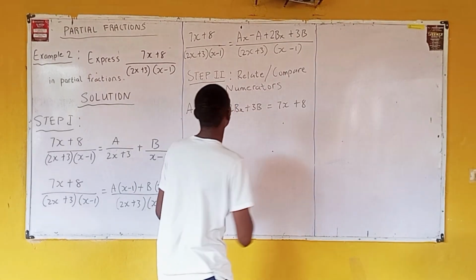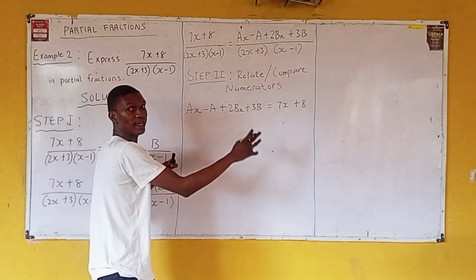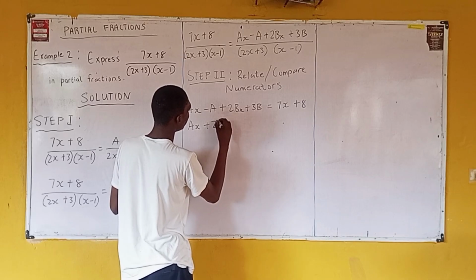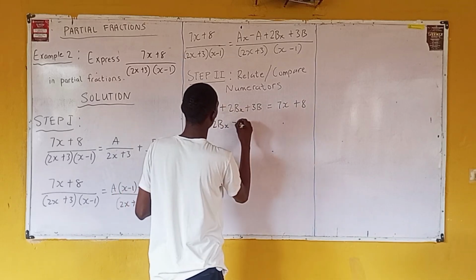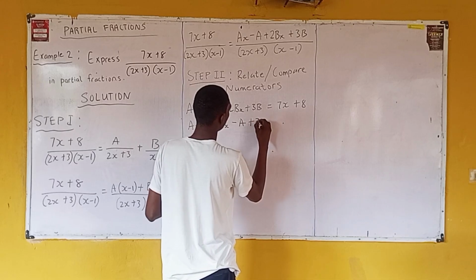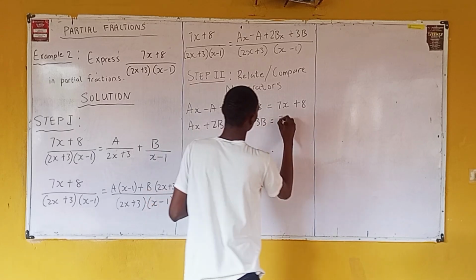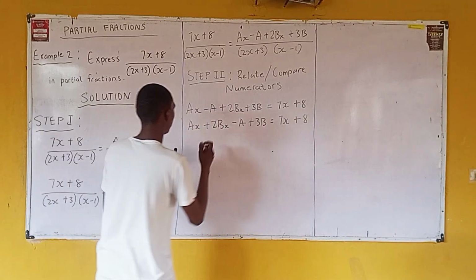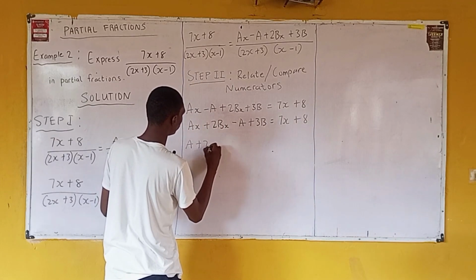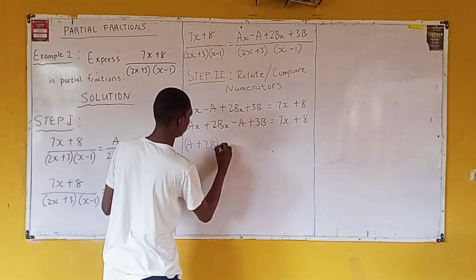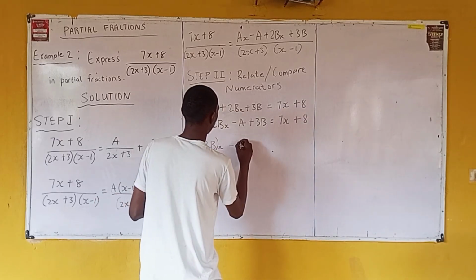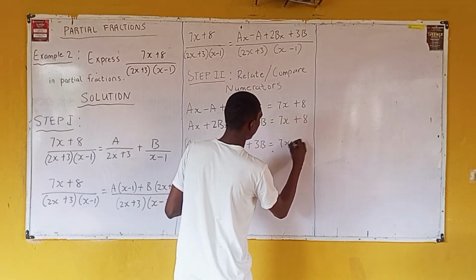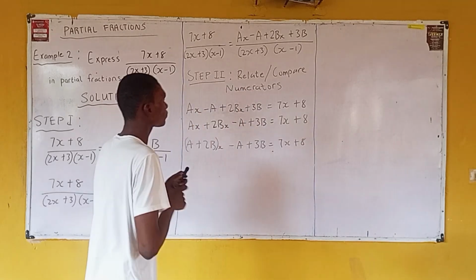Right? So we can then say, collect like terms. That will be ax plus 2bx, alright, minus a plus 3b will be equals to 7x plus 8. Alright, so look at this. We can simply say that a plus 2bx, alright, minus a plus 3b is equals to 7x plus 8.